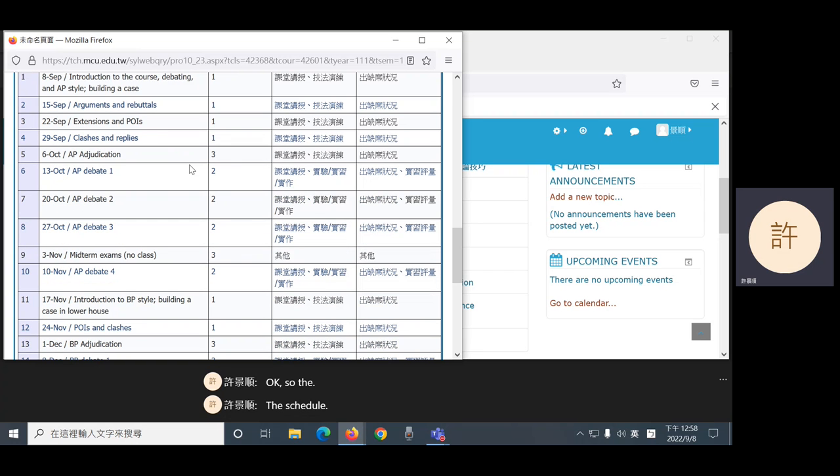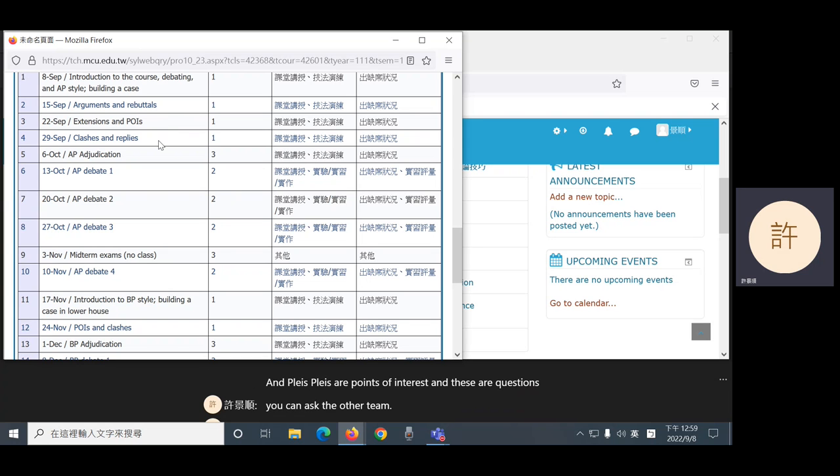Okay, so the schedule. First week, I'm going to introduce the course. I'm doing that right now. I will talk a bit about debating in English, and then I will introduce the basic format of debating, and we will immediately begin the first unit, which is how to build a case. In other words, when you first see the debating motion, how do you start preparing to debate? Week two, we will get into the details of how to make arguments and how to argue against arguments. Those are called rebuttals. Week three, we will talk about extensions, which is how to give more arguments, and POIs. POIs are points of information, and these are questions you can ask the other team.